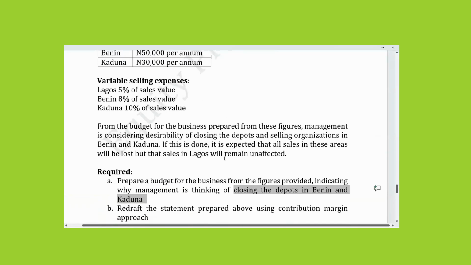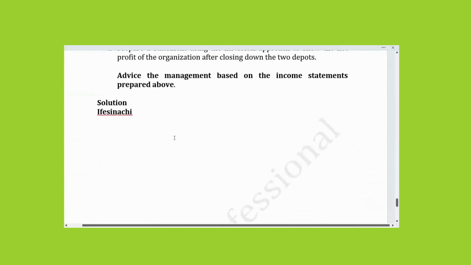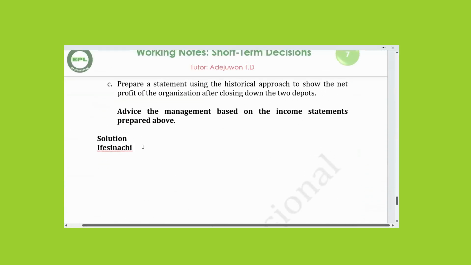Like I mentioned to you, the only reason that makes a company think of closing or deleting a segment is if that segment is operating at a loss. So in this A requirement, the examiner wants you to prepare an income statement that will show profit or loss. That's why you have to indicate why management is thinking of closing down the Benin and the Kaduna depot. The name of this company is Ife Sinachi Limited.